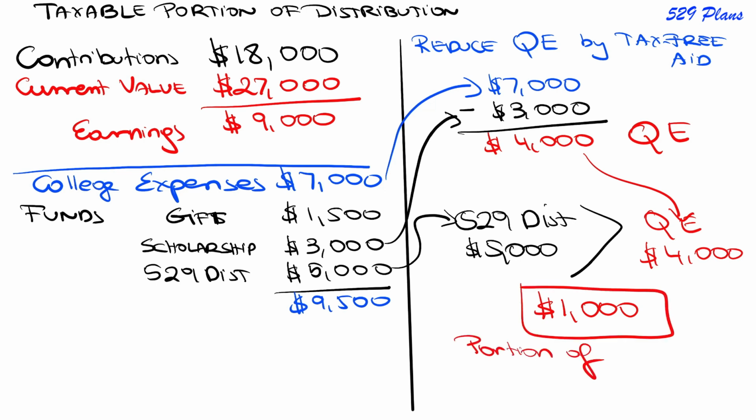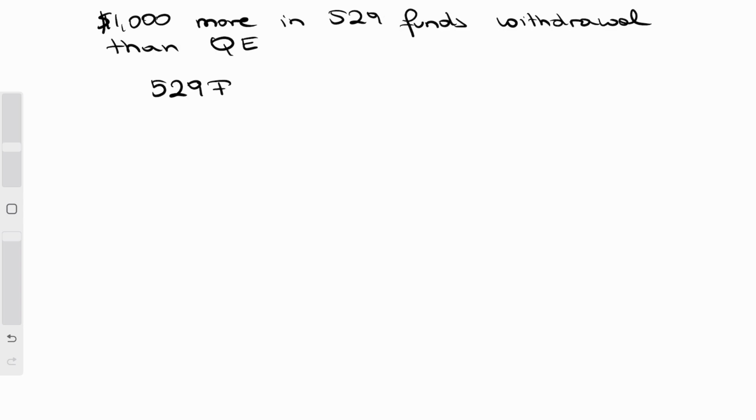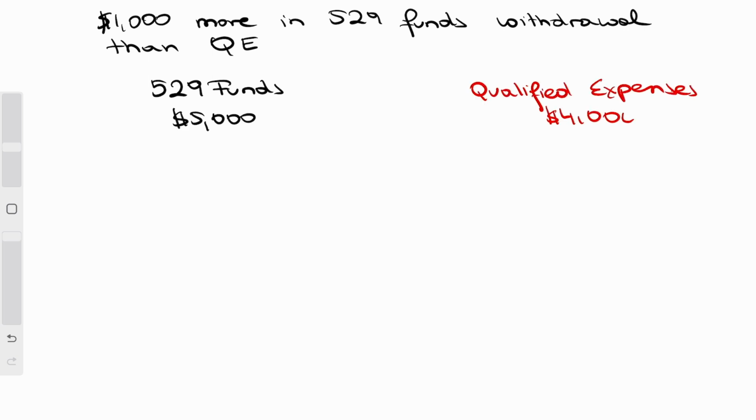So a portion of it will be taxable, not the entire amount, because a portion of it is also a return of principal. So let's calculate the taxable amount of the $1,000 of 529 funds that were withdrawn above the qualified expenses. In order to do that, you have to look at your tax form 1099-Q.